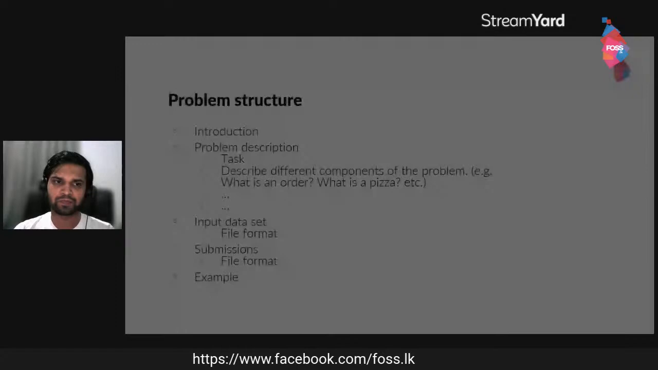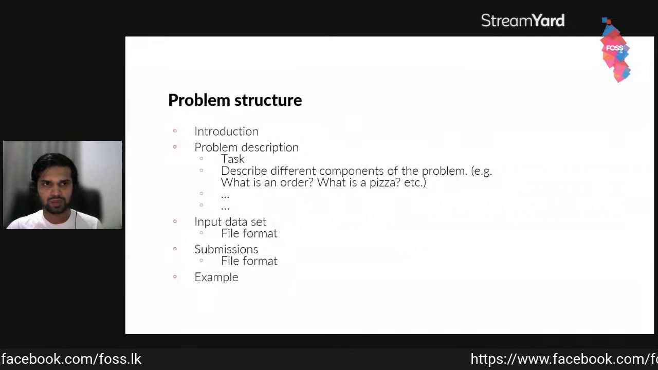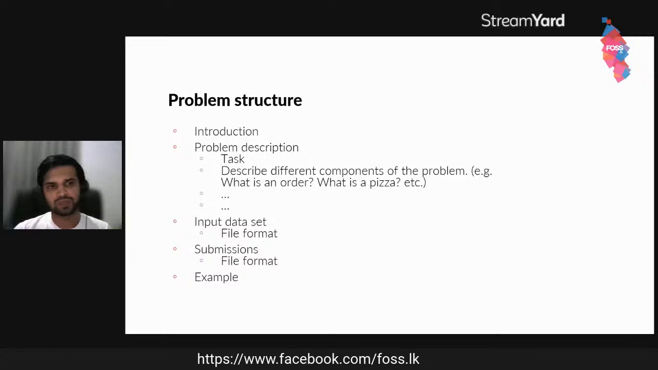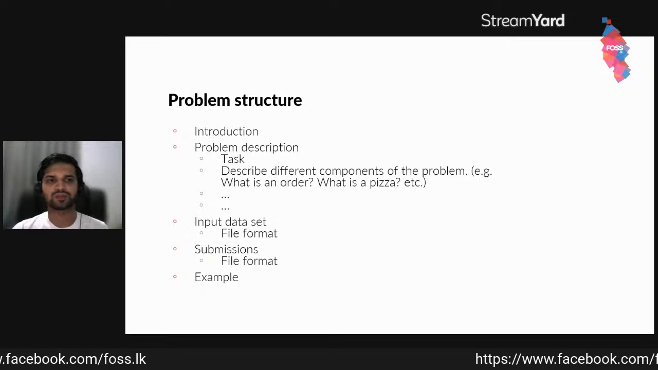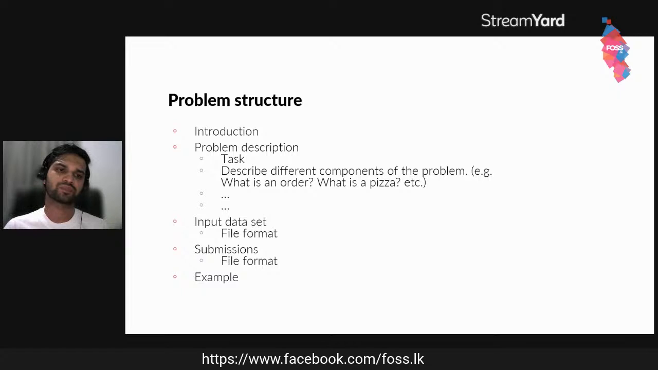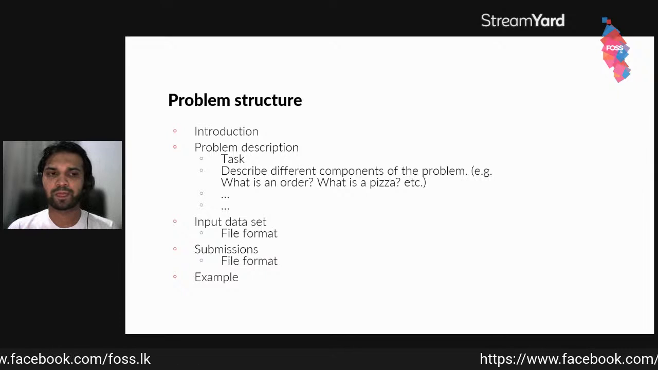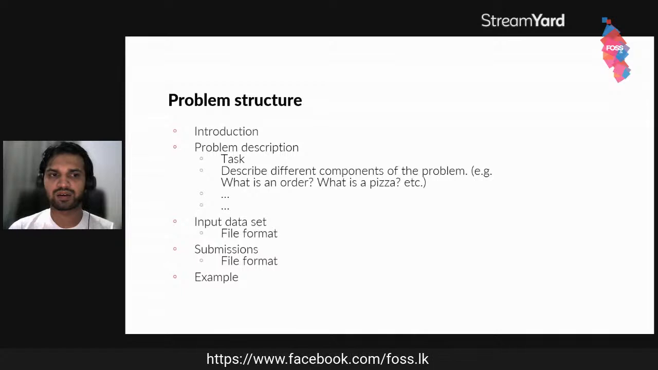Okay, so what is the problem structure? First, like I said, there's an introduction. Basically, you can skip it, it's an introduction about the problem, and then you have the problem description. In the problem description, you have the task. The task is what you have to do, the problem definition, like what you need to submit at the end. After that, there are separate sections describing the components in the problem.